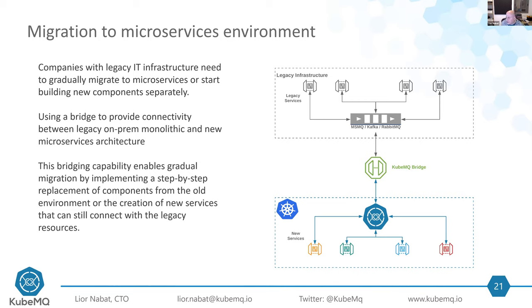What we are doing here is something called bridging. It means that we put some kind of bridge on the on-prem side, and I'm going to show you it. This bridge, on one hand, connects to the legacy system. It could be IBM MQ, it could be MSMQ, it can be any kind of legacy one. Now you can start relaying messages, like clients to this one, and then connect to KubeMQ in Kubernetes, and start to migrate services to Kubernetes.